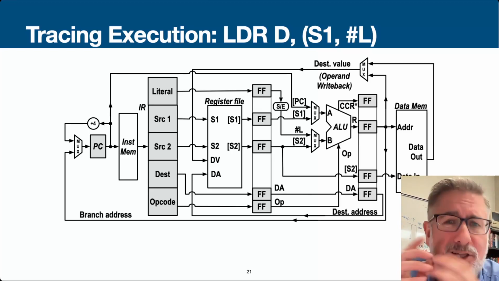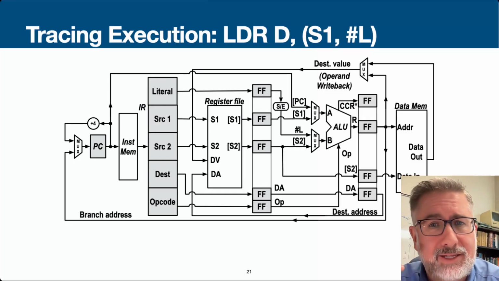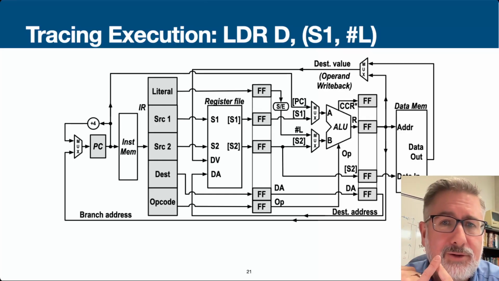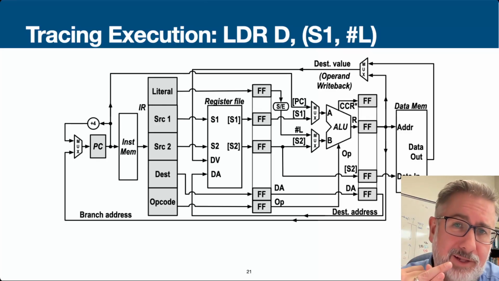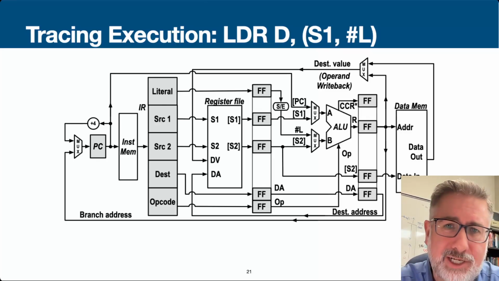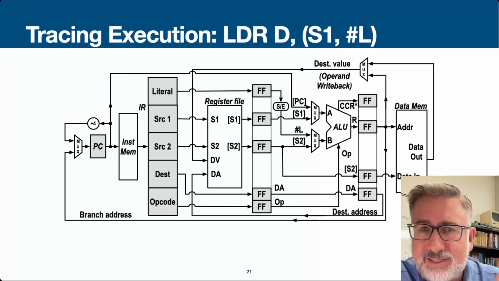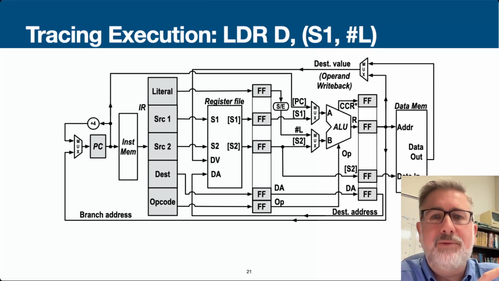What this does is it loads into a register D the value that's in memory at the address calculated by register S1 plus the literal L. And this is a kind of register indirect addressing where you calculate an address and then you use that to access memory, and then you use the memory to get you some data.